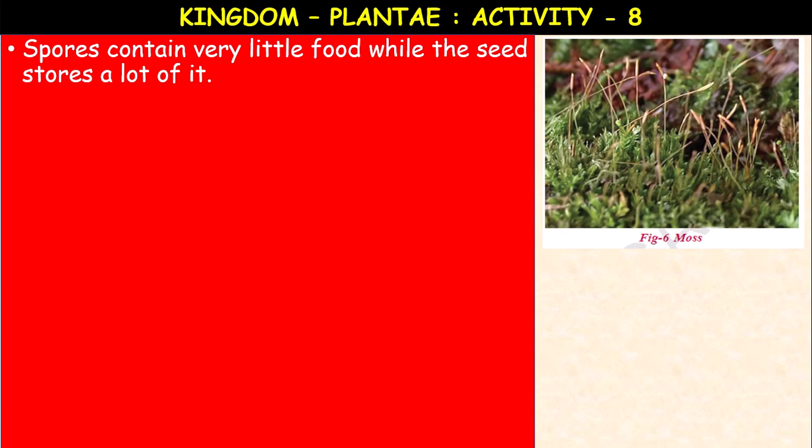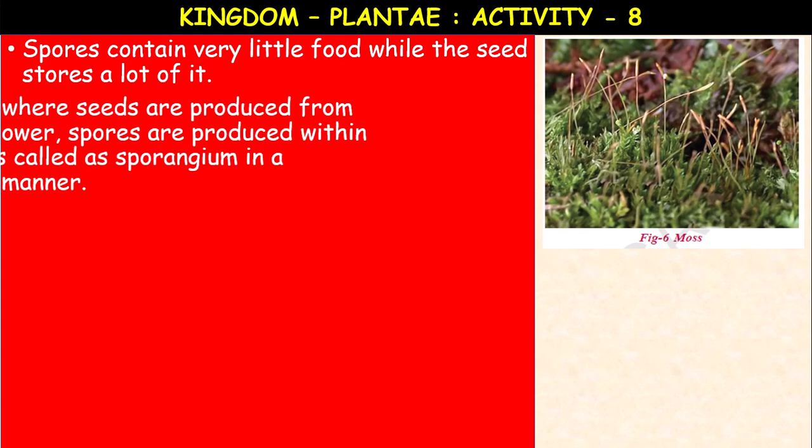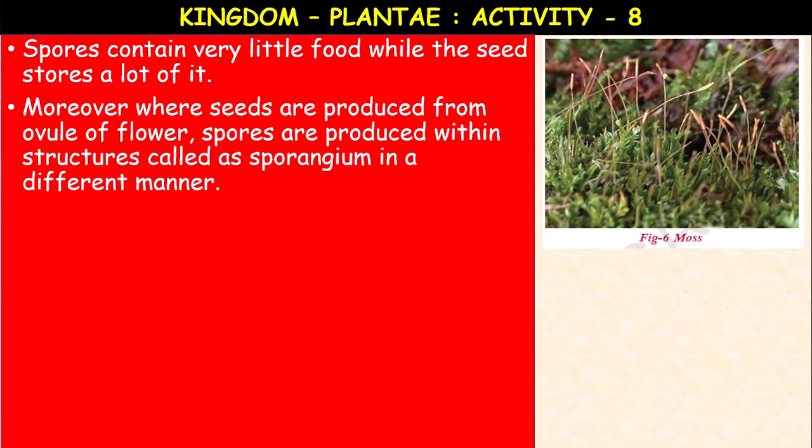The difference between a spore and a seed. Moreover, the seeds are produced from the ovule of the flower. If you take the difference between the seed and spore, the seeds are produced from the flowers, that is from the ovule. After fertilization, the ovule of the flower is converted into seeds, whereas the spores are produced within the structures called sporangium. It is the sporangium, the structure from which the spores are formed in a different manner.